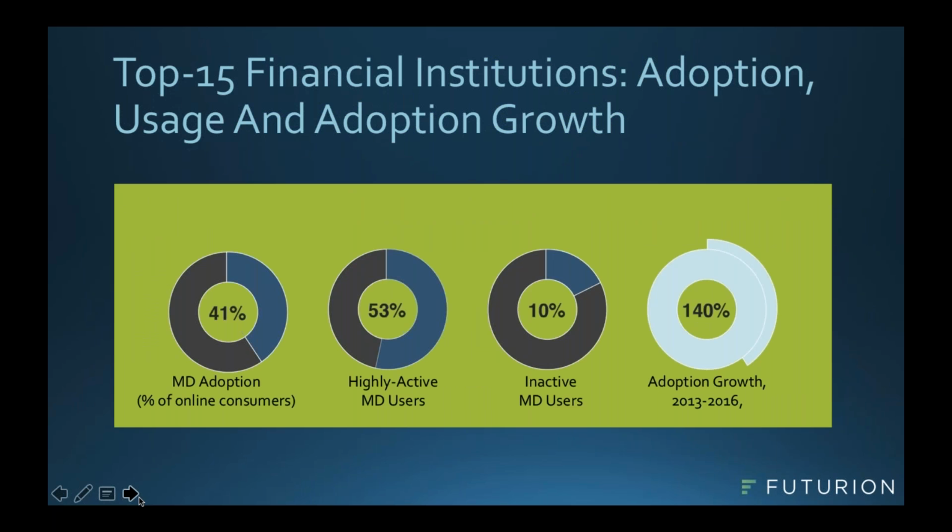So what about the adoption measures? I mean, that's the end game here, right? So this is, again, based on the average bank among the top 15, and it's as a proportion of all U.S.